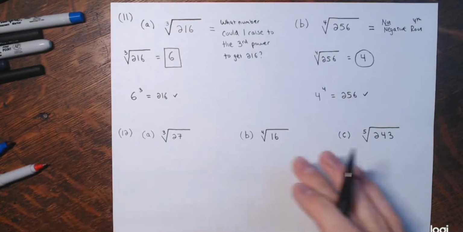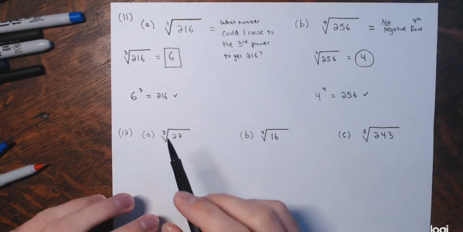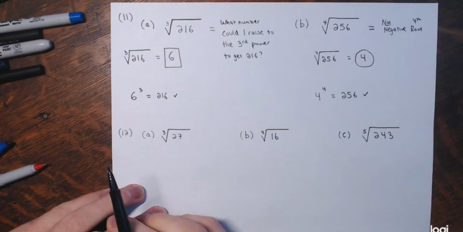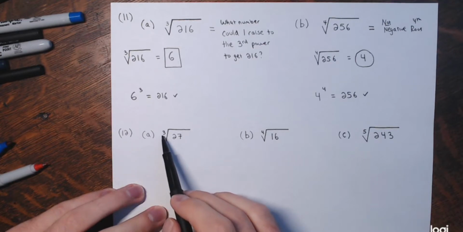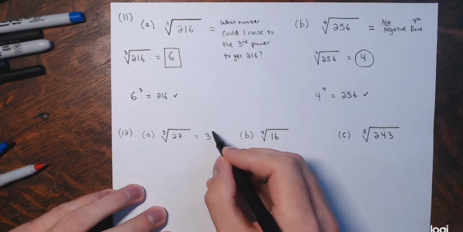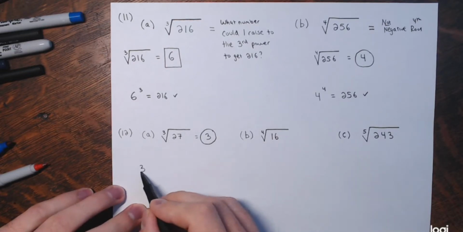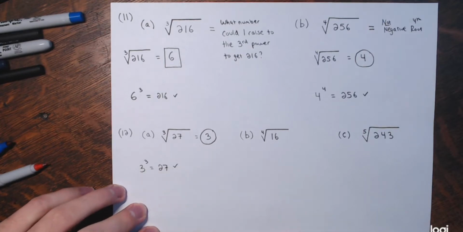Alright, so from here on out, we have problems with 3 parts. But it's still the same thing. You just got to pay attention to the index. Is the index even? Is the index odd? And that'll make a huge difference. So number 12, part A. Cube root of 27. That's just 3. We saw this earlier. 3 to the third power is 27. That works. So the answer is 3.